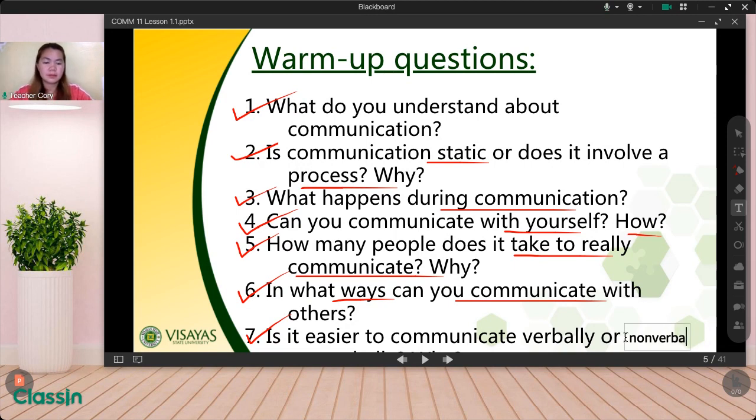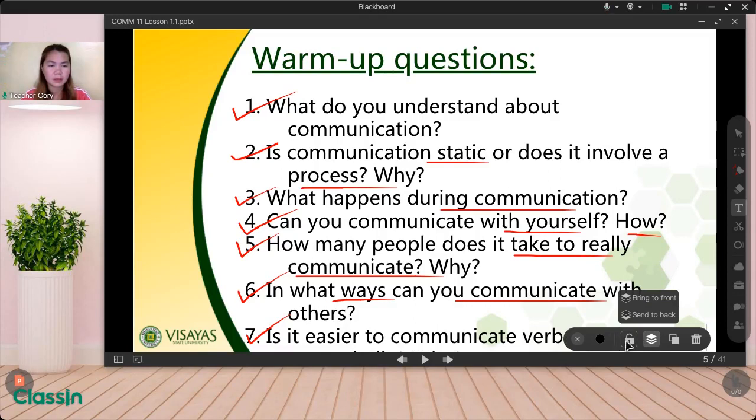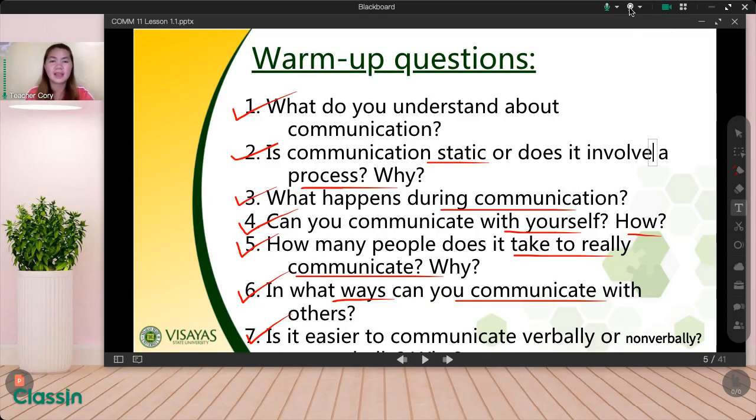Okay, is it easier to communicate verbally or non-verbally? So I want you to reflect on these questions first. Reflect for a few seconds and then we'll start with our lesson.